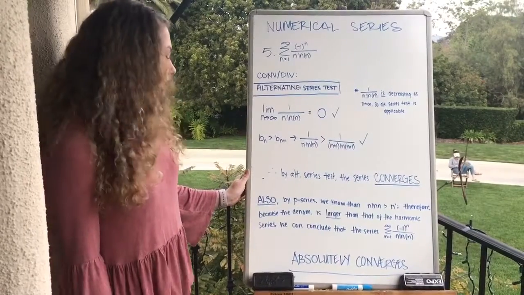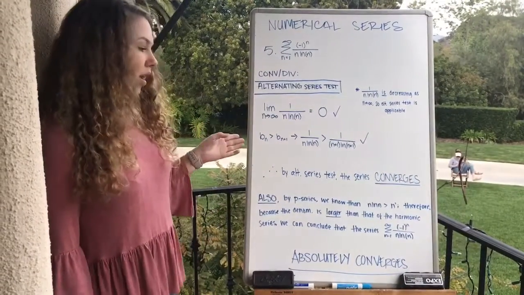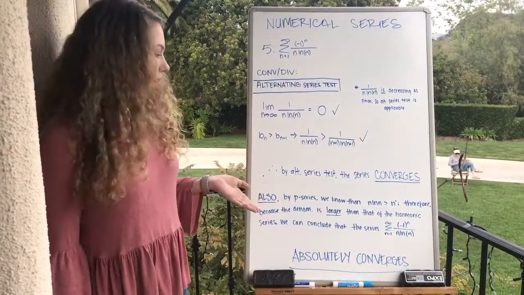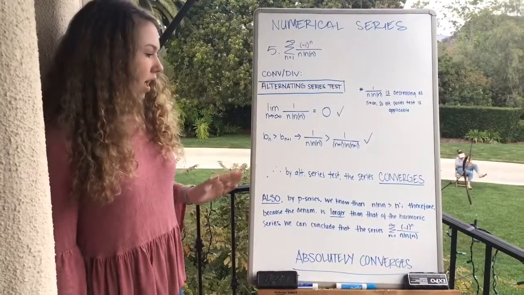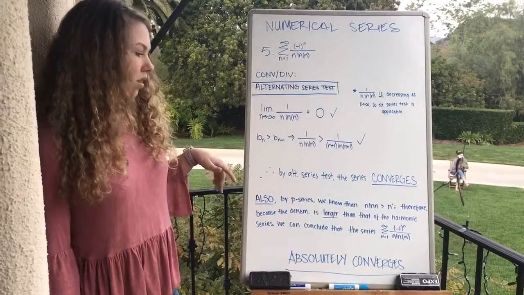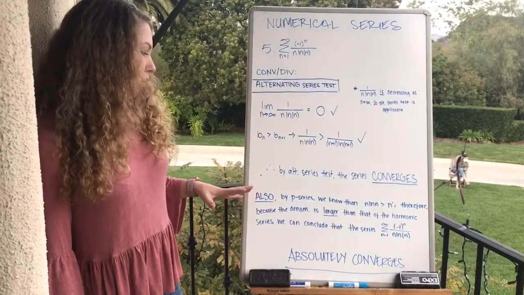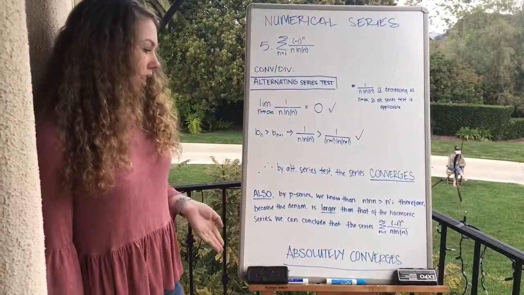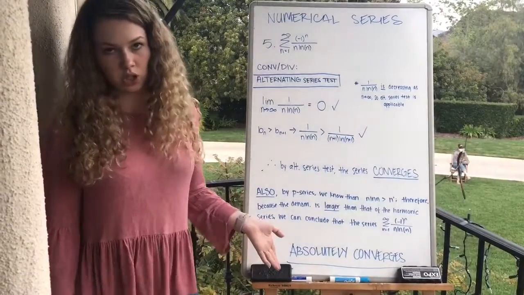And then also by the p-series, we know that n times ln of n is greater than n, and therefore because the denominator is larger than that of the harmonic series, we can conclude that the series is absolutely convergent. So yeah.